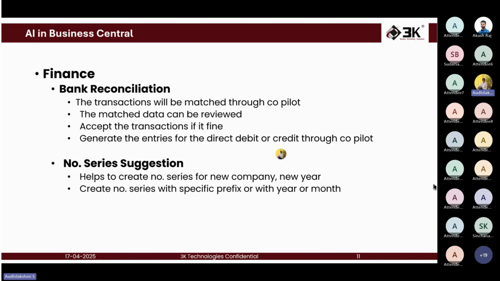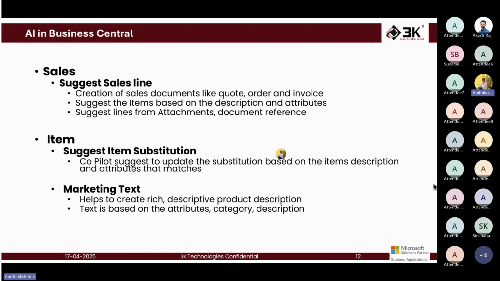Similarly, assume I want to create the number series with a prefix. Say in the previous year I used the prefix 2425, and I wanted to create some other prefix. I can suggest what prefix I want to add. Based on this, the number series can be created by the Copilot, where we can review it and accept it.